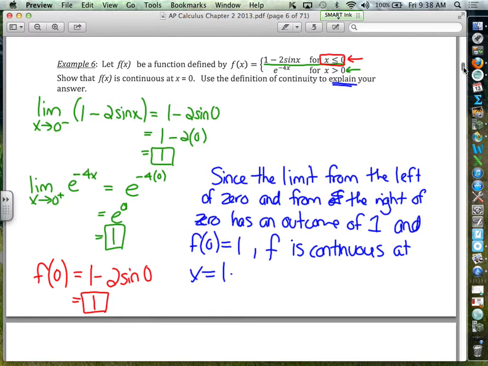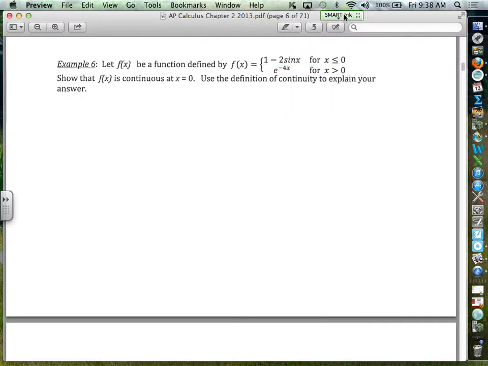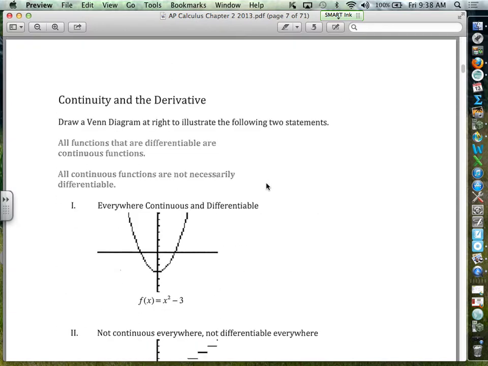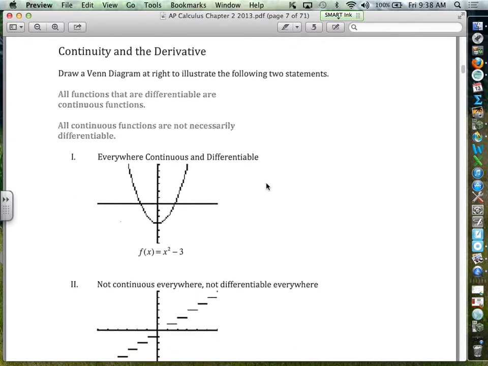All right, the next piece just kind of summarizes everything that we've just done here. We're going to combine together these two concepts of continuity and derivatives. This statement here is kind of interesting. All functions that are differentiable are continuous functions. So if a function has a derivative, it has to be continuous. But the converse isn't true. All continuous functions are not necessarily differentiable.